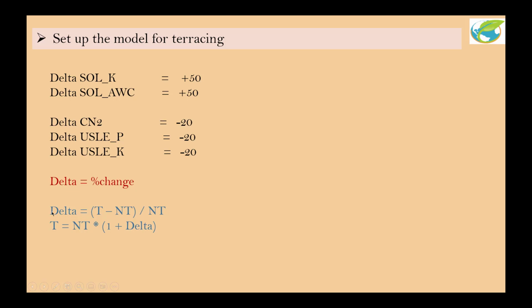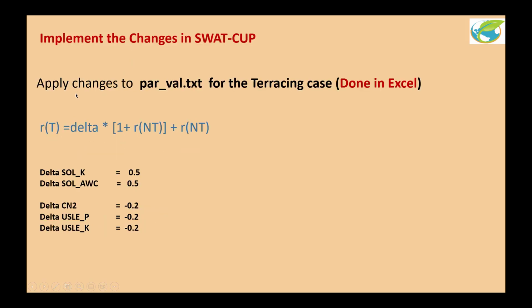The delta is calculated by the terracing minus the non-terracing variable divided by the non-terracing variable. So the terracing variable, therefore, is the non-terracing variable times 1 plus the delta, the change. So these are the changes that we make to these parameters when you do the terracing run. To implement it in SWATCUP, you apply the changes to parval.txt.